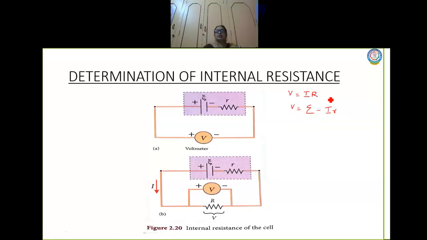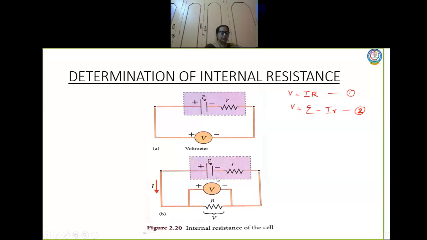So, I have two values for potential difference. Let me write them as 1 and 2. One is for the external resistance and the other is for the cell. The first equation is the potential drop across the external resistance R, which is given as V is equal to I into R. Now, V is equal to psi minus IR is due to the potential difference due to the flow of current in the cell. Is it clear?